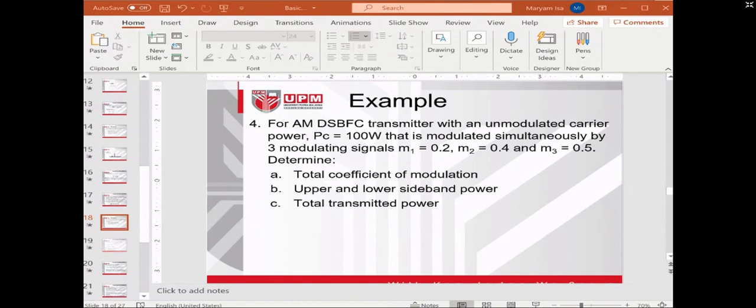All right. Okay, anyone? The upper sideband power. When you are given the PC, so you use the, because there are two formulas, either you go from the beginning or you just use the one that is already simplified. Waiting for your friend typing. Okay, upper is 12.5 watt. Others?